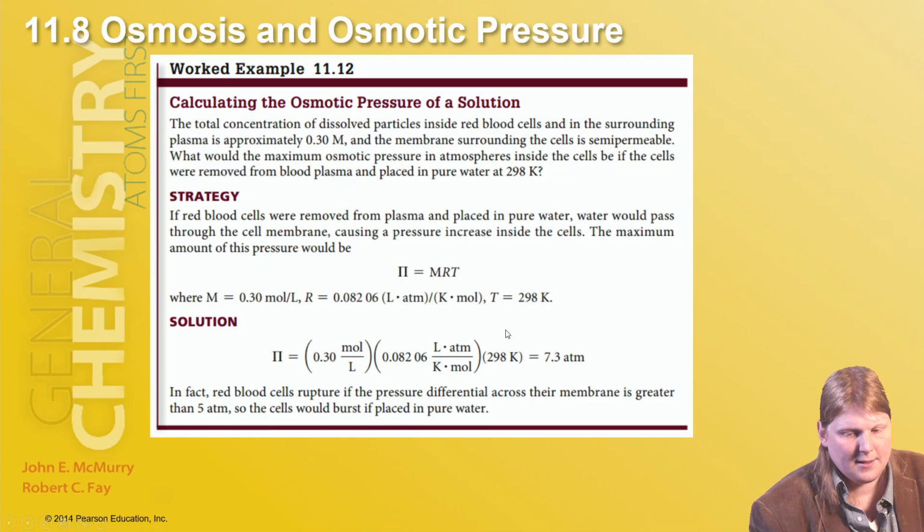So we calculate that as 7.3 atmospheres. In fact, red blood cells rupture if the pressure difference across the membrane is greater than 5. So the cells would burst if placed in water. And that is exactly what happens, because putting them in water is about 7.3. So again, this is a movement of water thing, and we can use this equation to calculate the osmotic pressure against pure water. If you put something else against it, it gets more complicated, and we're not going to calculate that here.